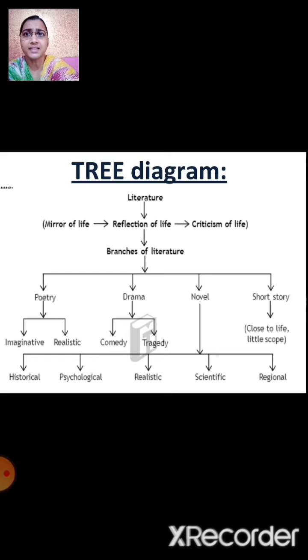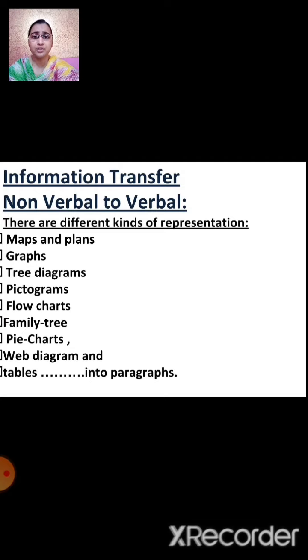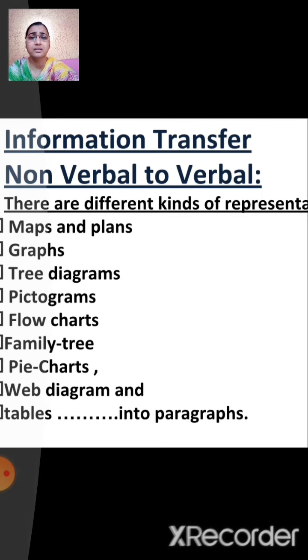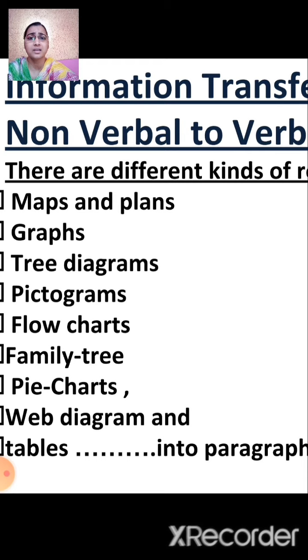And now let us understand and learn the information transfer from non-verbal to verbal. In non-verbal to verbal, a paragraph will be given and you need to represent it or convert it into various forms that suit your question. Now, there are different kinds of representation like maps and plans, graphs, tree diagram, pictograms, flowcharts, family tree, pie charts, web diagram and tables.